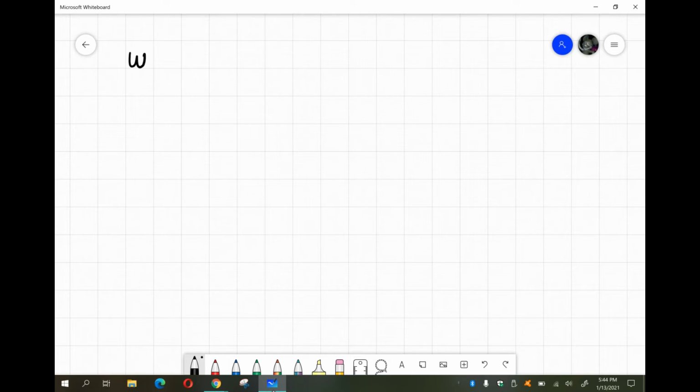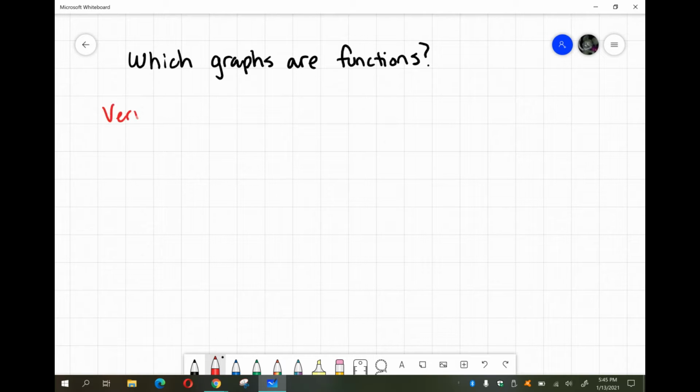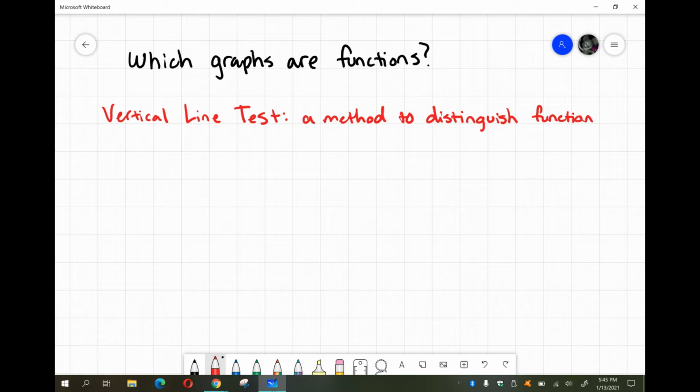How can we figure out if a graph is a function? A method that you could use is what's called the vertical line test. The vertical line test is a method to distinguish functions from relations. If a vertical line intersects the graph more than once, then the relation is not a function.